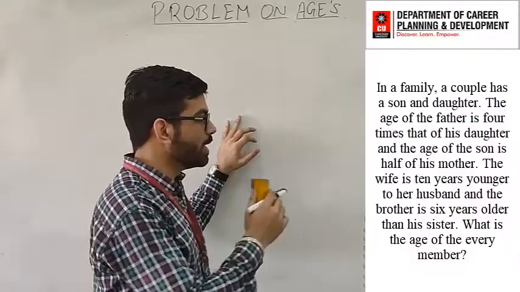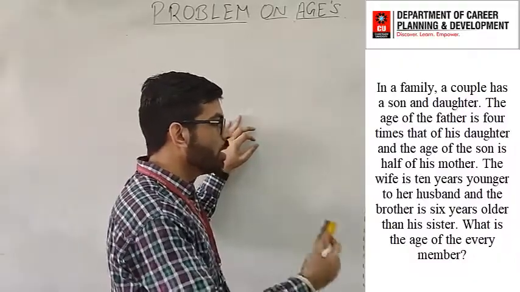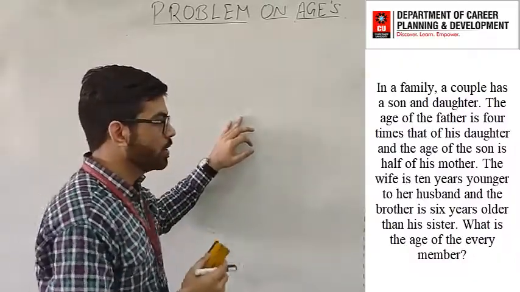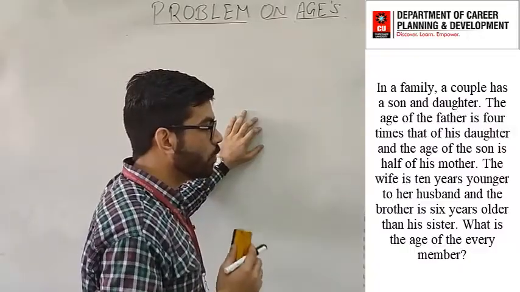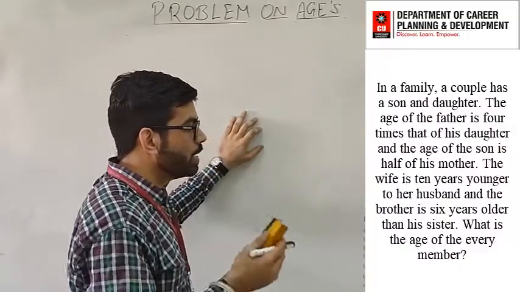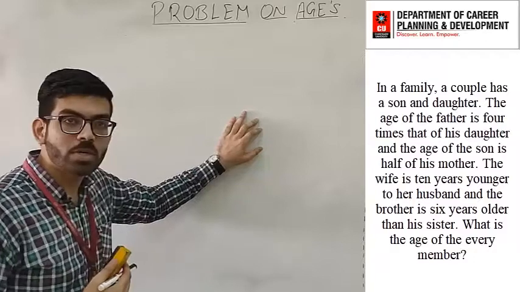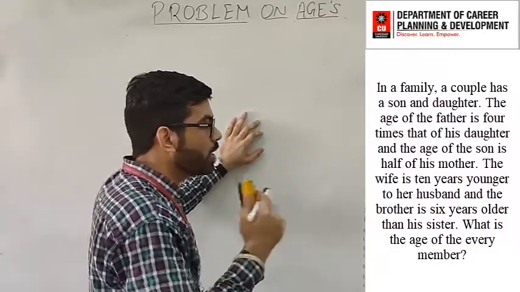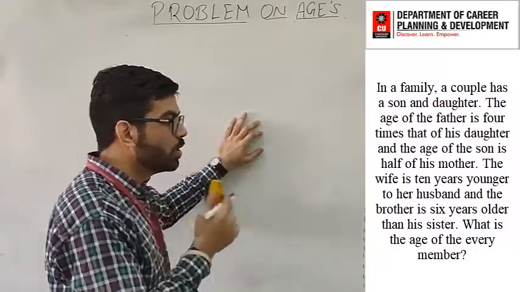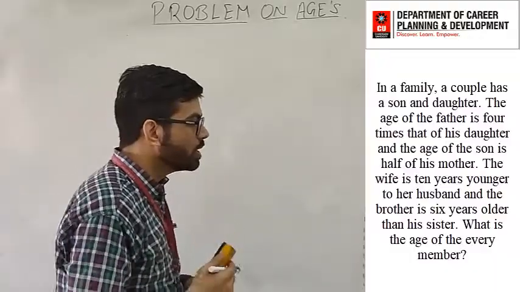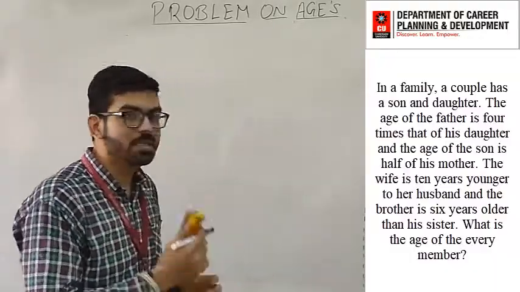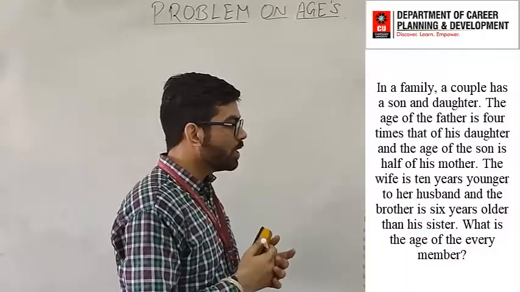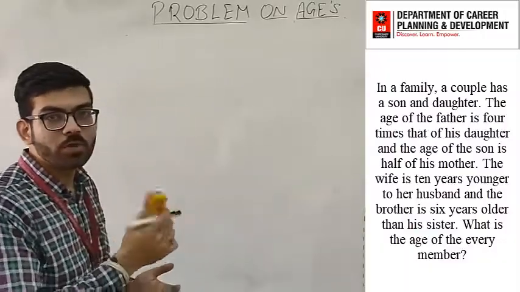Another question is that in a family, a couple has a son and daughter. The age of father is 4 times that of his daughter, and the age of son is half of his mother. Next part is the wife is 10 years younger to her husband, and the brother is 6 years older than his sister. Then what is the age of every member of the family?